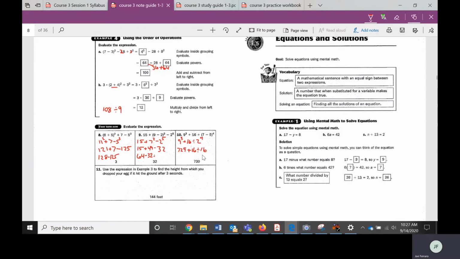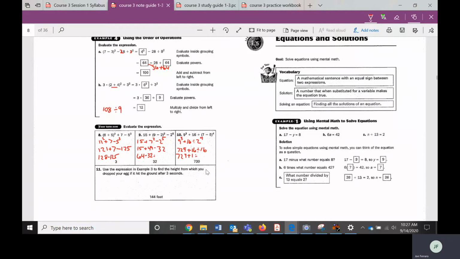Okay, order of operations. We have to do this division first, so don't add and then divide. So we'd have 729 plus 16 divided by 16 is 1. And that's how we get the 730.